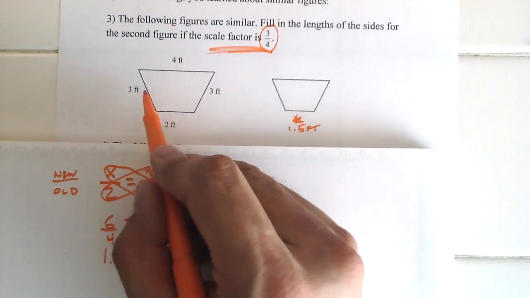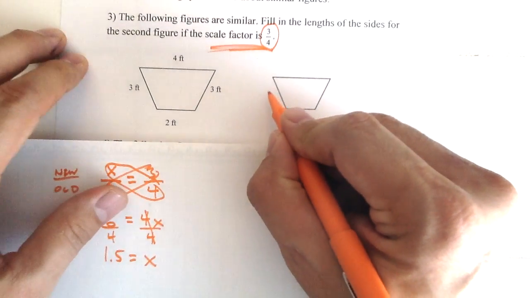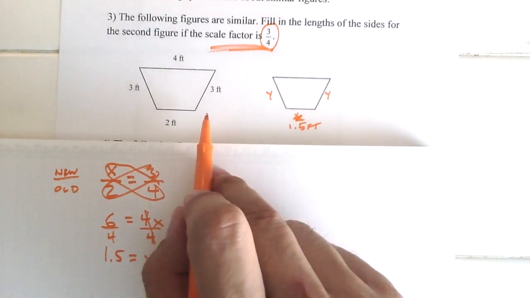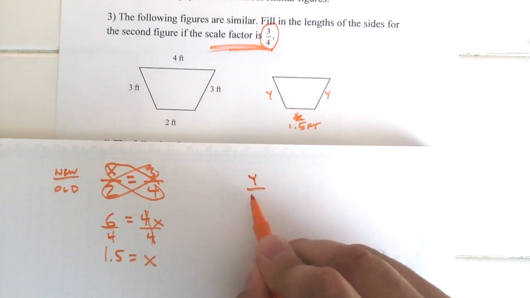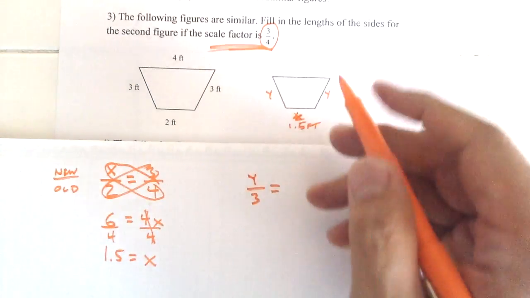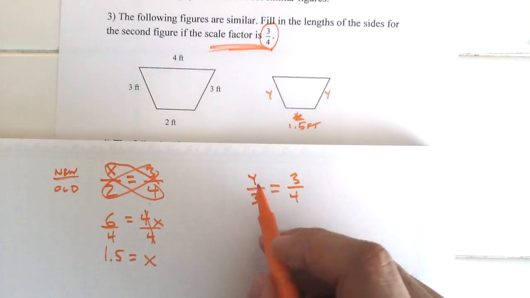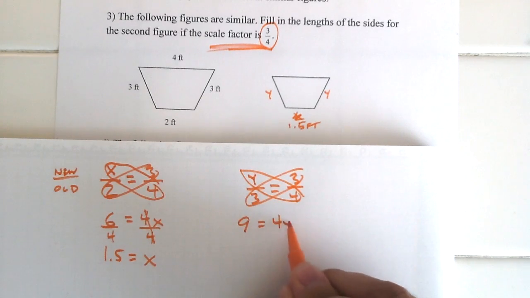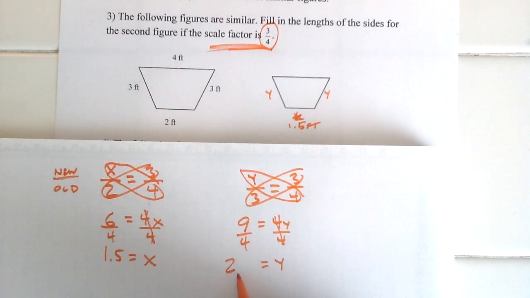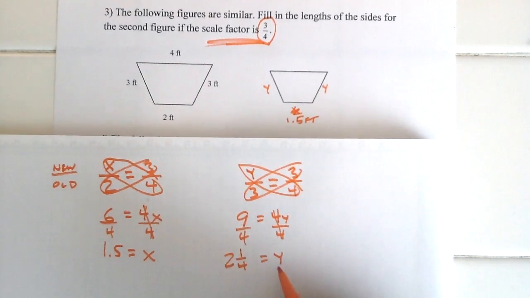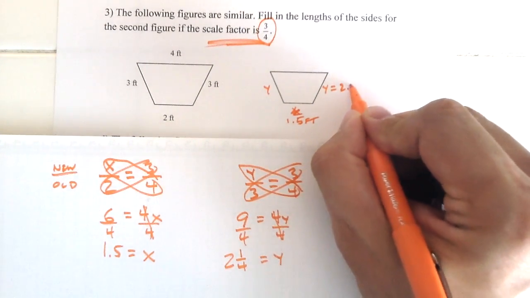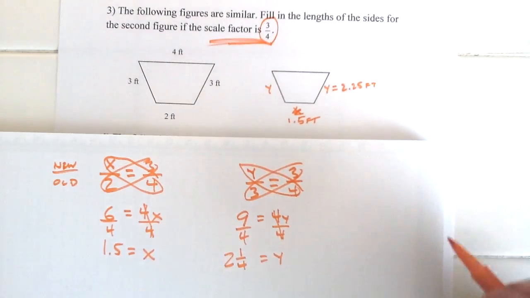Let's do these two sides because they're the same, 3 feet and 3 feet. So let's say this is y and also going to be y. All right, so first set up a ratio with these corresponding sides, new over old. So y over 3 equals my scale factor of 3/4. Cross multiply. 3 times 3, that's 9. 4 times y, that's 4y. Divide both sides by 4. And this would turn out to be 2 and a remainder of 1, so 2 1/4. So y on both of these is 2.25 feet, 2 1/4.